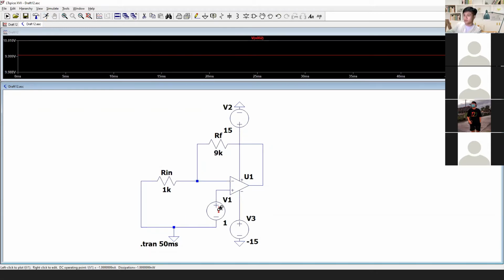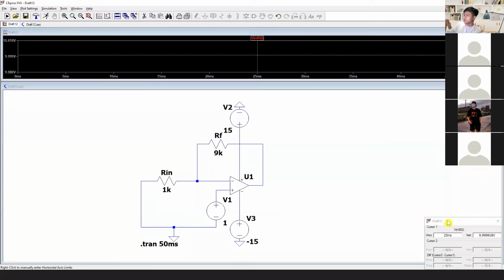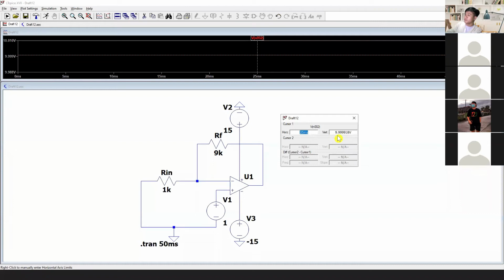So, check natin itong mga values. Tama kaya? Alright, so check natin. So, there you go. So, meron na tayong reading ng 9.999. So, para mas makuha nyo yung accurate na value or result, click nyo lang mismo yung VN002 or kung ano man yung pangalan na nagpakita dyan. So, in my case, yan. So, 9.9999918. So, bakit ganon? Bakit hindi eksaktong 10?